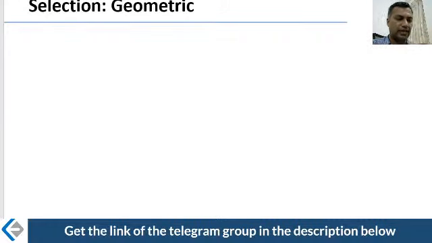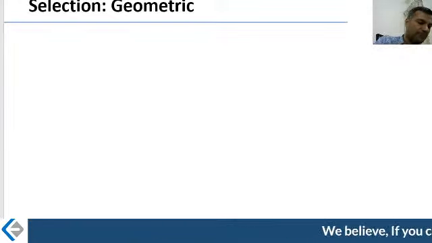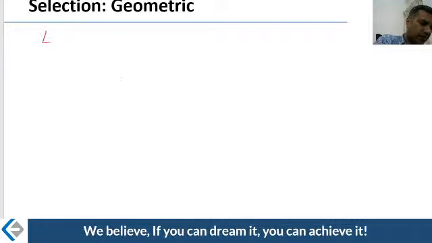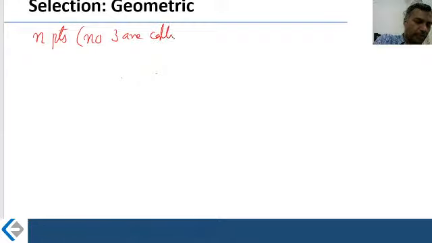Another important area where selection is used is geometric objects. What are the basic geometric objects? At times they may ask us to count the number of lines. Points will be given to us, n points. Given n points, no 3 are collinear. What do you mean by collinear? Collinear means they lie on the same straight line.